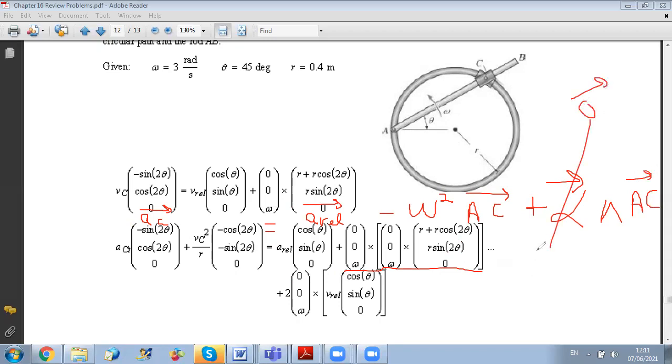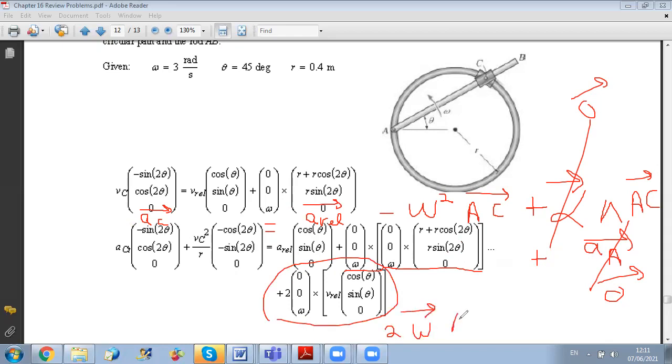And surely plus the acceleration of point A, but also AA is 0 because it's fixed. So this term also cancels out. Plus the Coriolis acceleration. So this is the Coriolis acceleration, which is 2 omega vectorial V relative. So as I told you, you need to calculate V relative before starting this step. Okay? Otherwise the number of unknowns increases and becomes 3 instead of 2.